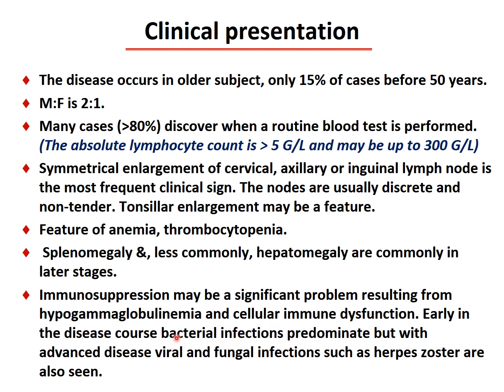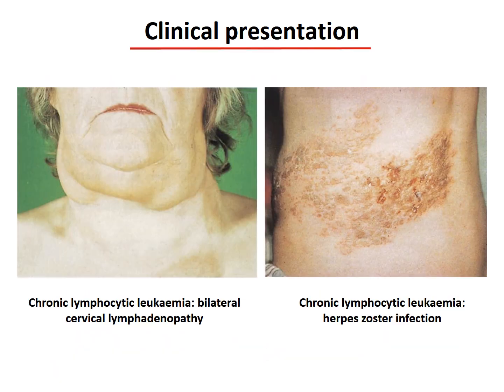So at the beginning, the patient mostly suffers from bacterial infection. Later on, viral and fungal infection can occur. So in the later stage, for example, herpes zoster infection can be seen in the patient very commonly. This is how it looks. Symmetric bilateral cervical lymphadenopathy can be seen here, or the typical sign of herpes zoster infection in immune suppressed people, for example, who have this CLL.